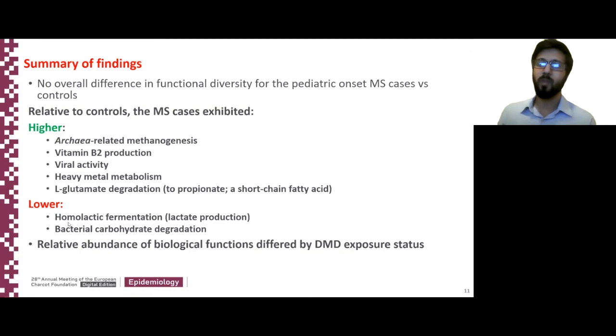What stood out to me the most when comparing either pathways or gene ontologies was that genes related to methane production from archaea are more present in MS versus controls. Methane can cause constipation or make constipation worse.